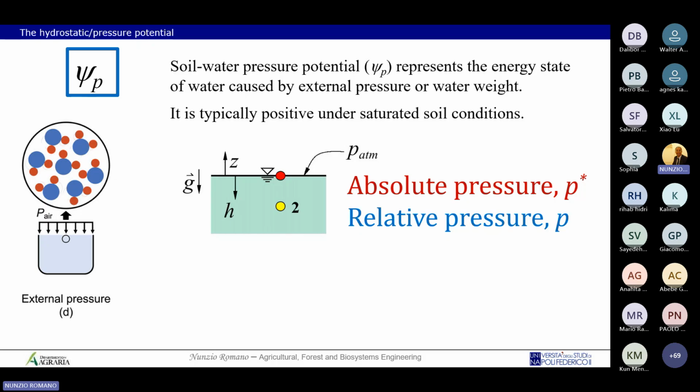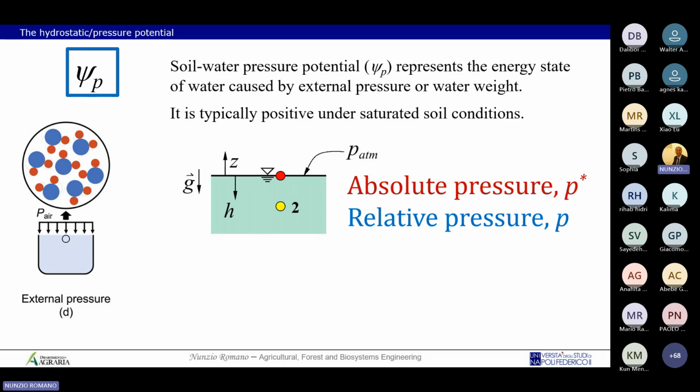If we consider the differences in absolute pressure, P star, and relative pressure, just P. So if you have, for example, the sea level or a level in a lake, and you have the red dot, the molecule at that point, there is the action of the atmospheric pressure.